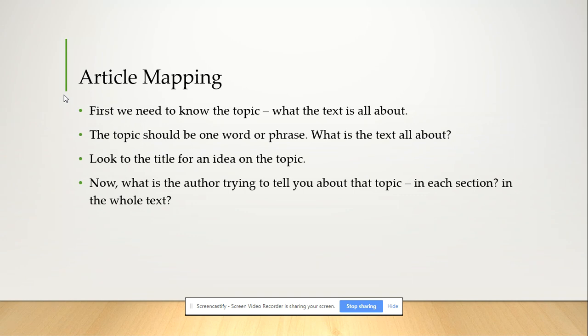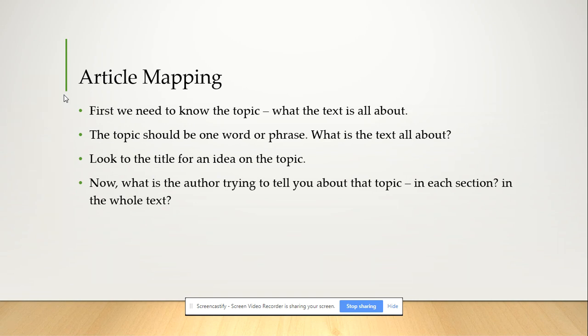So first things first, we need to know the topic. What is the text all about? And the topic is different from the central idea. It's one part of it. The topic is a word or a phrase that comes to mind when you think about the article. What is the text all about? It's a really good idea to look to the title for an idea on what the topic might be. Oftentimes, not every time, but oftentimes, the topic will be right there as a word or phrase inside of the title.